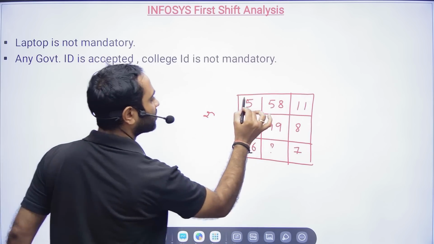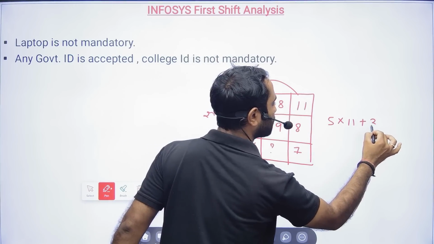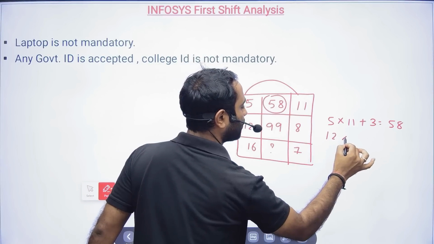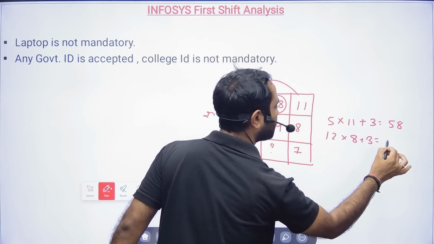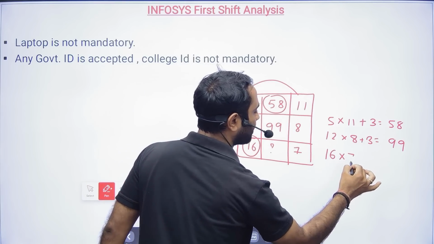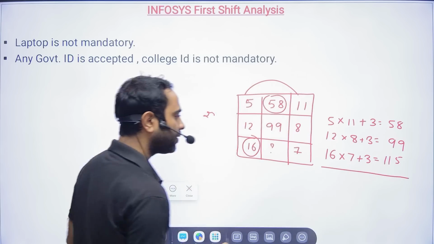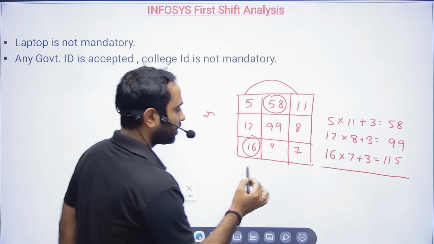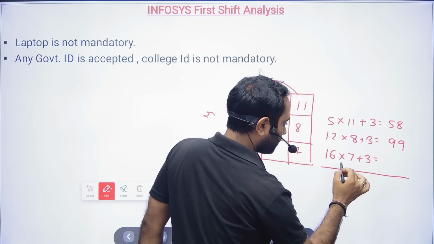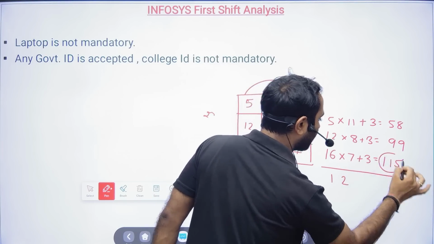Now friends, here you can see 5 into 11, if you multiply and add 3 to it, you will get the middle number, correct? Same thing here, 12 into 8 will be 96. If you add 3 to it, you will get 99. Then again, 16 into 7 is 112, and plus 3 will be 115. So 115 will be the correct answer.